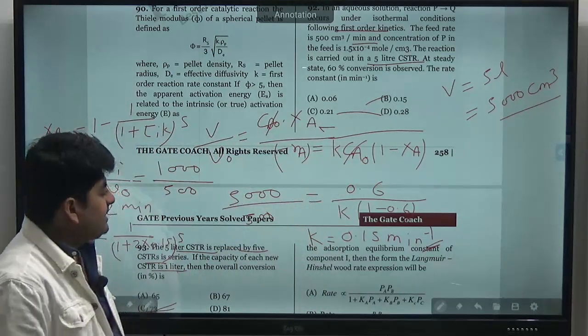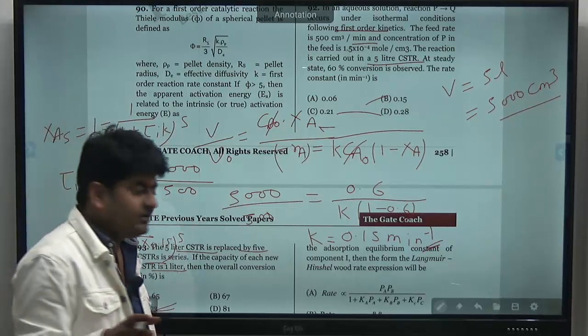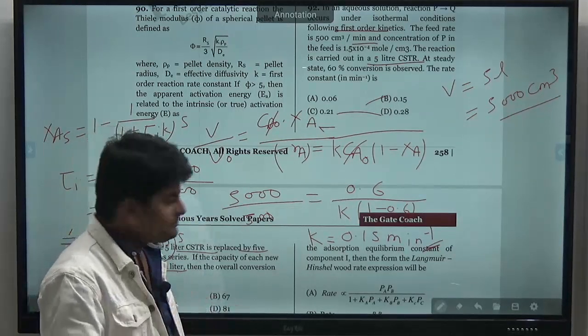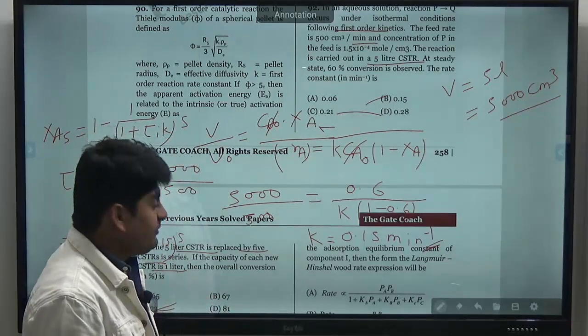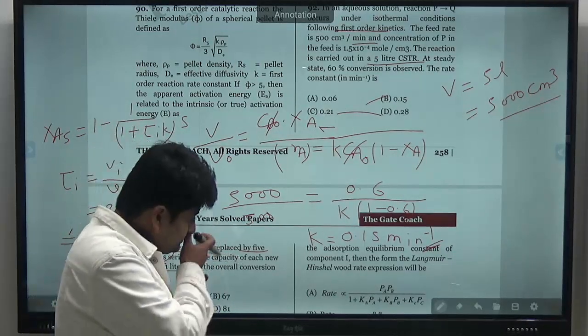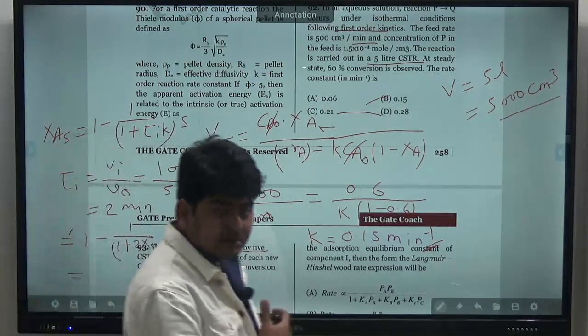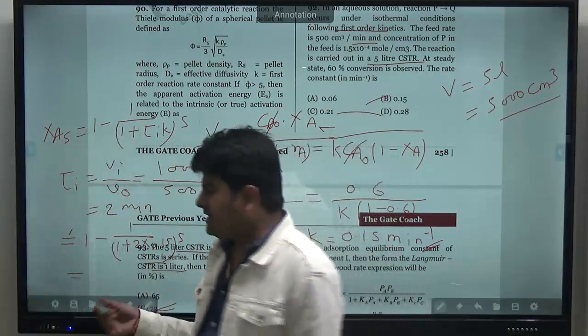Okay, I don't know what doubt you were having in that, because it is quite simple. Everything is simple in CRE. Okay, everything is simple if you know the meaning of each and every term. Anyways, so this is about the multiple reactor system.